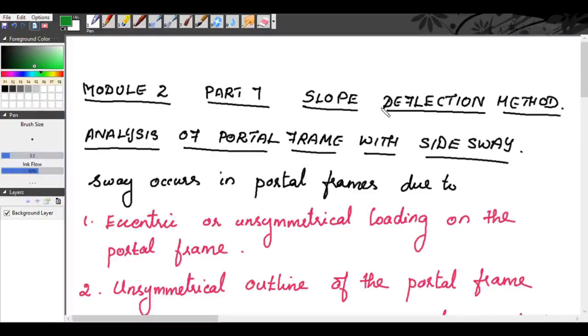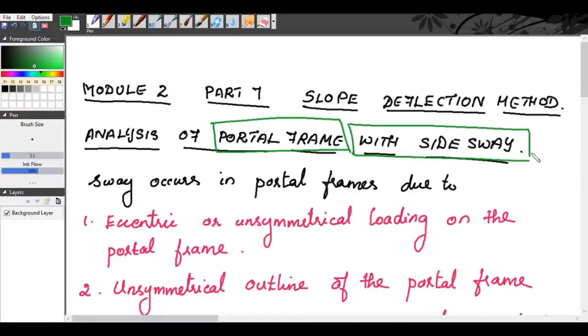Then we saw how to analyze a continuous beam which is supported on elastic column. Then we saw a problem on portal frames with no side sway. That was our last problem. Portal frame with no side sway. So today we are going to analyze portal frames with the side sway. Okay, portal frame with side sway.